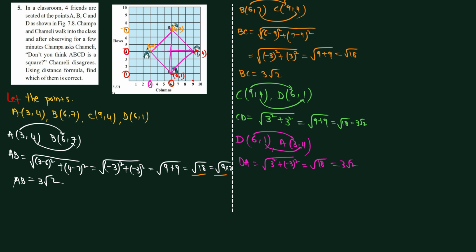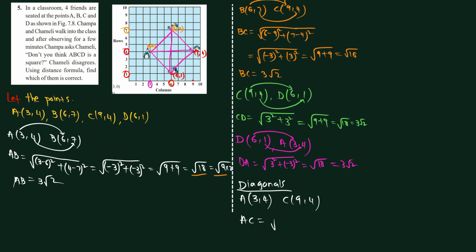What is the point A here? So find the diagonals. What is the point A? A value is 3 comma 4. C value is 9 comma 4. Okay, find the distance AC now.